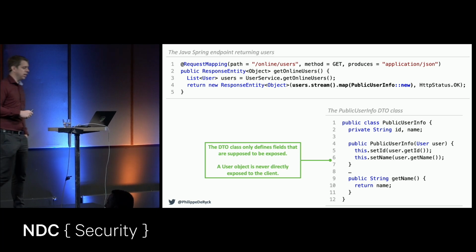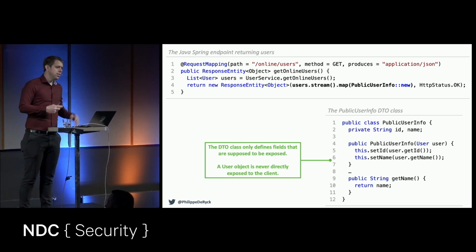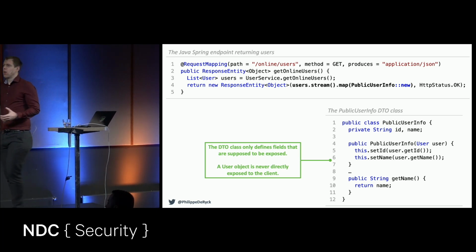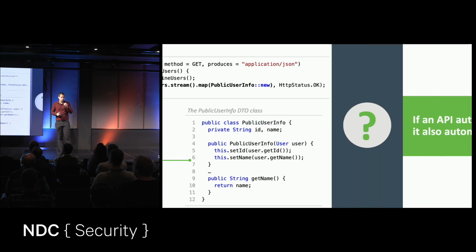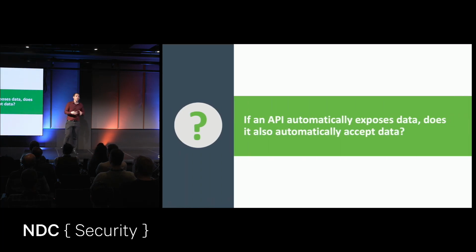This is sensitive data exposure. And this automatic marshalling between JSON and Java objects results in a very interesting question. If we can trick an API, or if an API automatically exposes data by accident, what if we can make it accept data by accident? Wouldn't that be awesome?